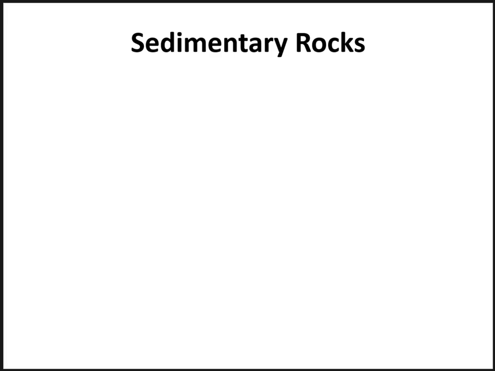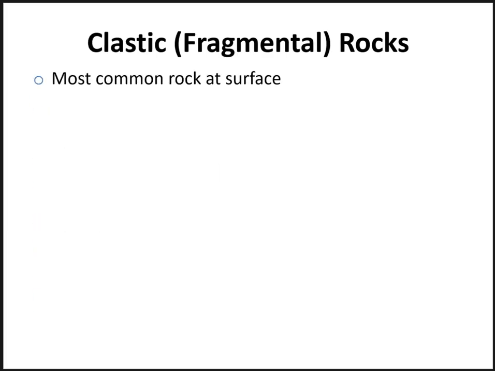So there are three types of sedimentary rock we're going to talk about. There's clastic, chemical, and organic. Clastic rocks are the most common rocks found on the surface of the Earth.